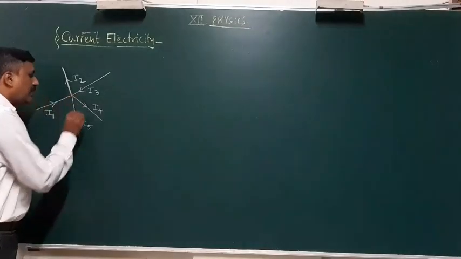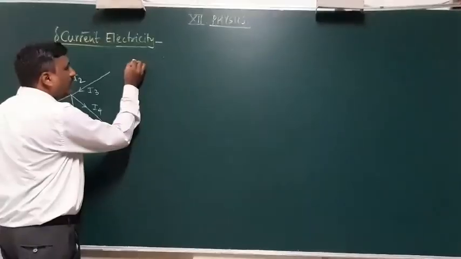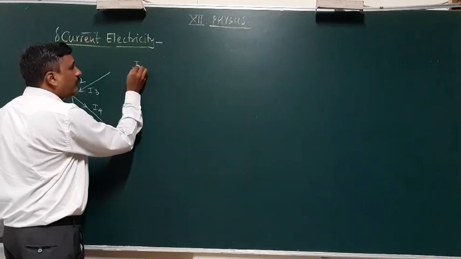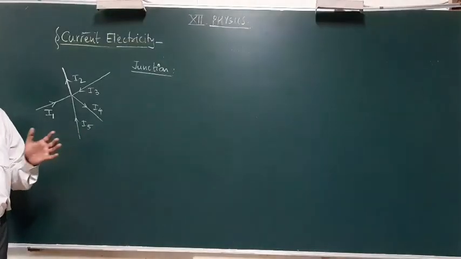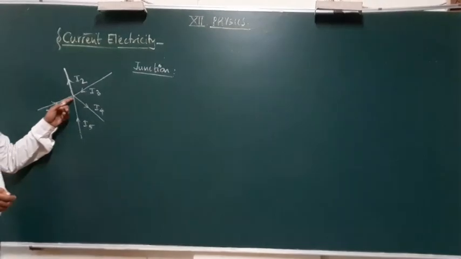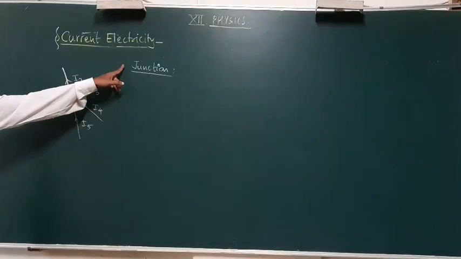are meeting at one single point. Are you getting the point? All the conductors meet, intersect, are joined at one single point. That single point is called the junction. Everyone getting this meaning of junction? Two or more than two conductors meet at one single point. That point is called the junction.